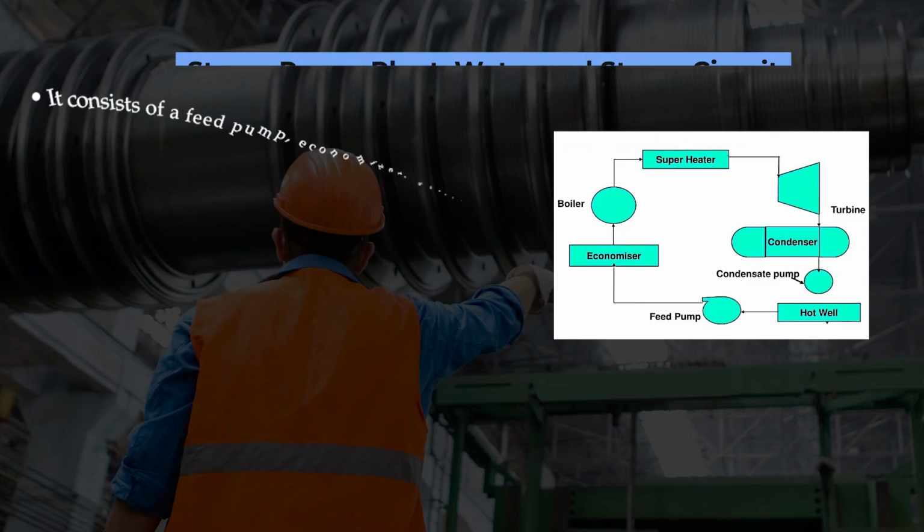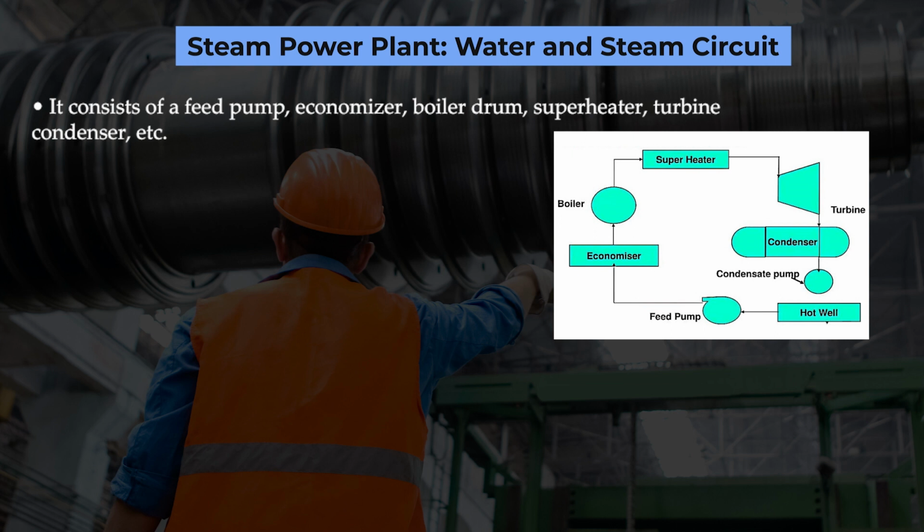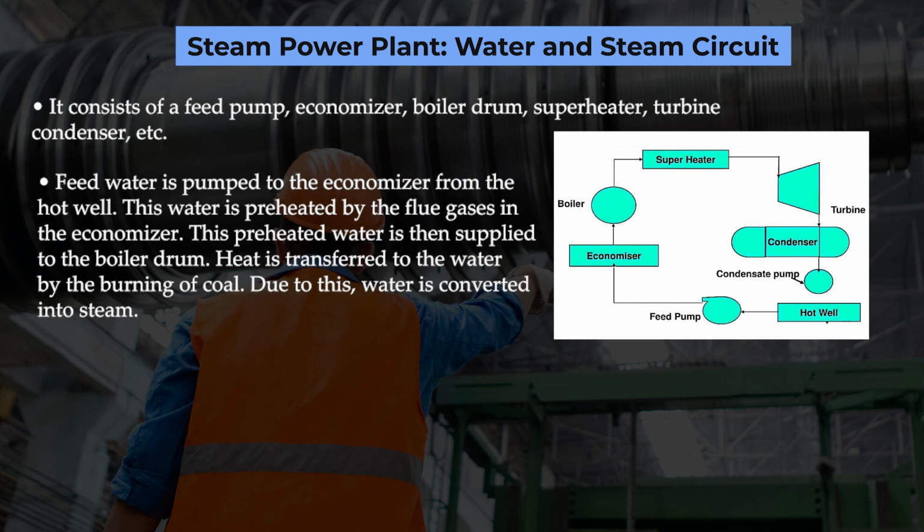Now, here we can see another circuit that is called the water and steam circuit. It consists of a feed pump, economizer, boiler drum, superheater, turbine, condenser, etc. Feed water is pumped to the economizer from the hot water well. This water is preheated by the flue gases in the economizer. This preheated water is then supplied to the boiler drum. Heat is transferred to the water by the burning of coal. Due to this, water is converted into steam.